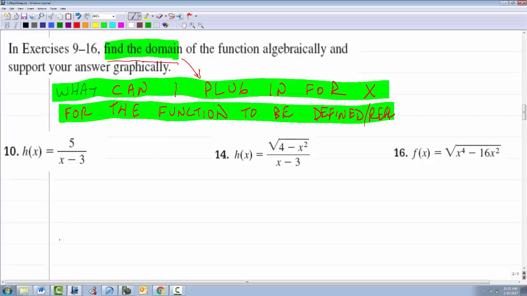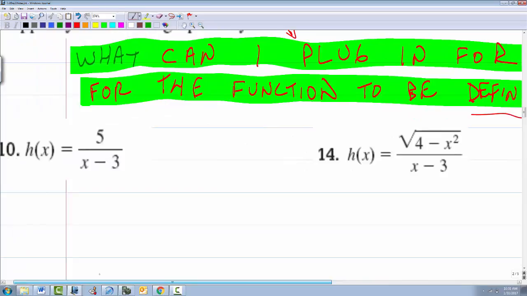Finding the domain means, what can I plug in for x for the function to either be defined or real, right? So we talked about in the bell work, I can't have the square root of a negative in a real coordinate plane. It just won't graph in a real coordinate plane, I guess is one way to think of it. So the first one should be the easiest thing in the world. Easy.